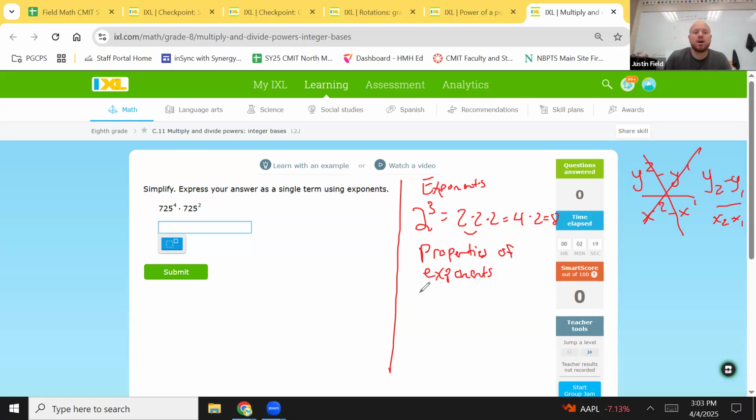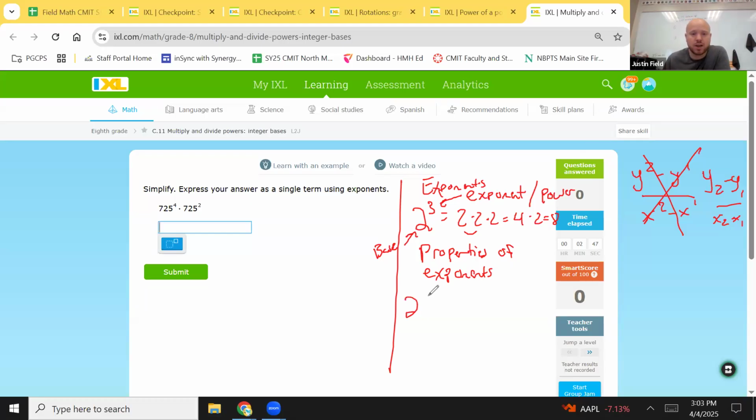So in algebra, we use a variable, but I'm going to use a number for a base. This big number is called the base. 2 is the base, and 3 itself is called the exponent, or you could also say power. We use those two terms interchangeably. Okay, so properties of exponents.